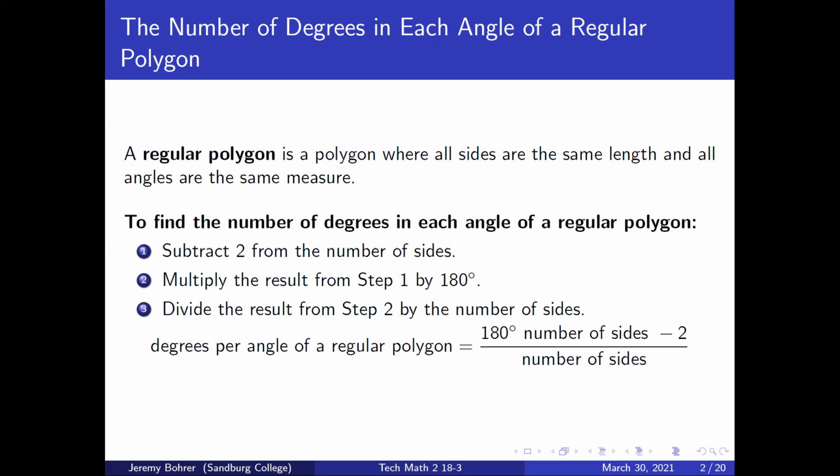There should be parentheses around the number of sides minus 2. That's what you do first. You subtract 2 first, and then you multiply by 180. Sorry about that.